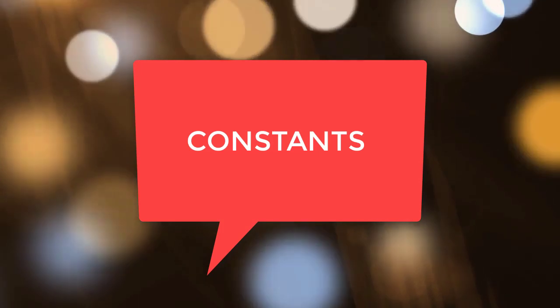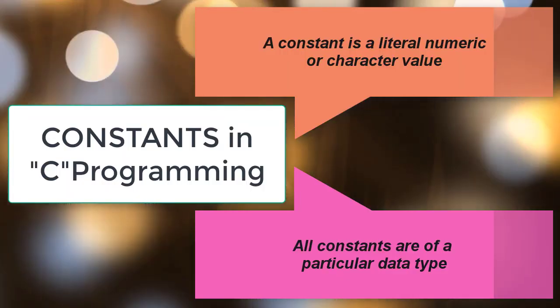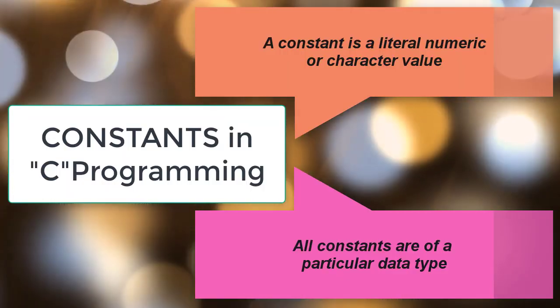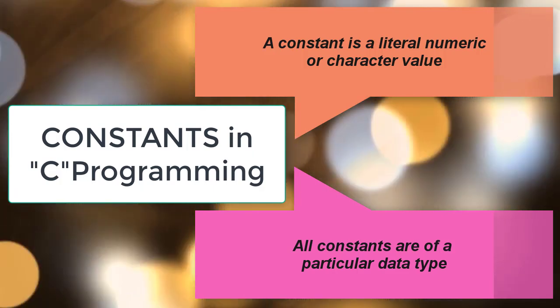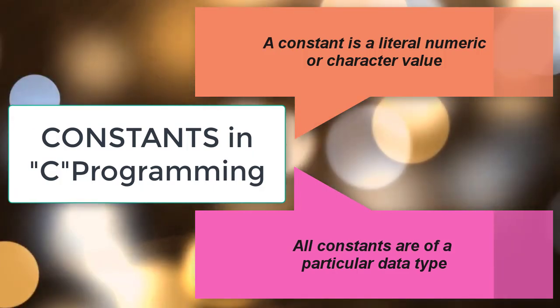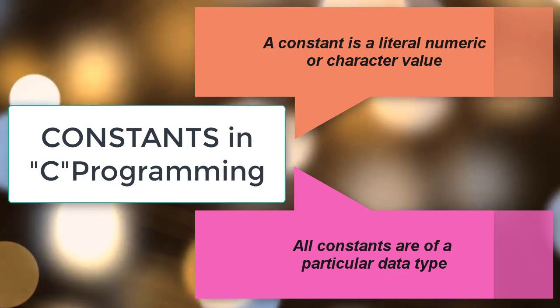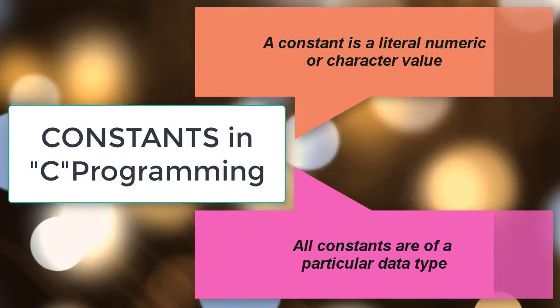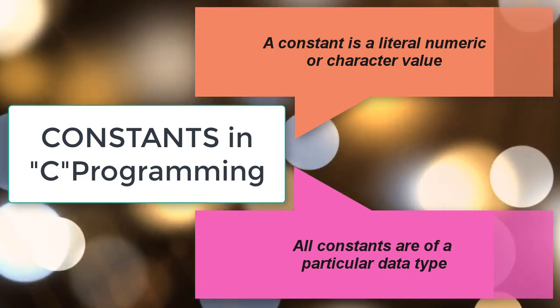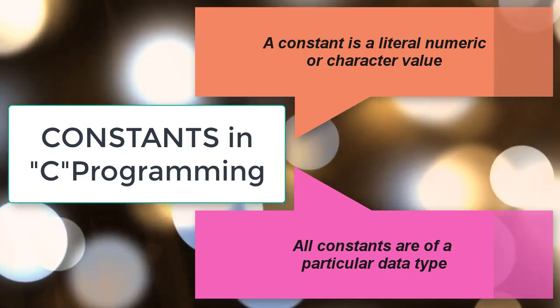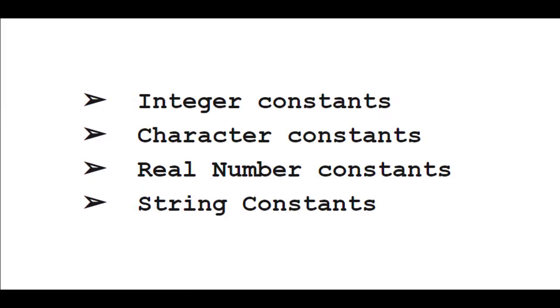Next is constant. A constant is a literal, which is numeric or a character, such as 5 or n. All constants have a particular data type. You can use typecasting to explicitly specify the type of a constant, or let the compiler use some default types. There are integer constants, character constants, real number constants, and string constants.